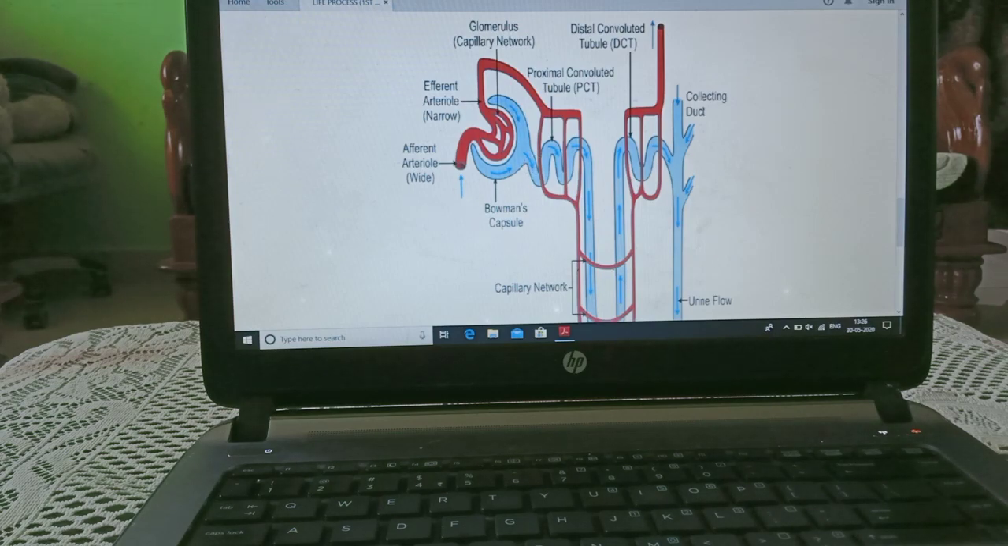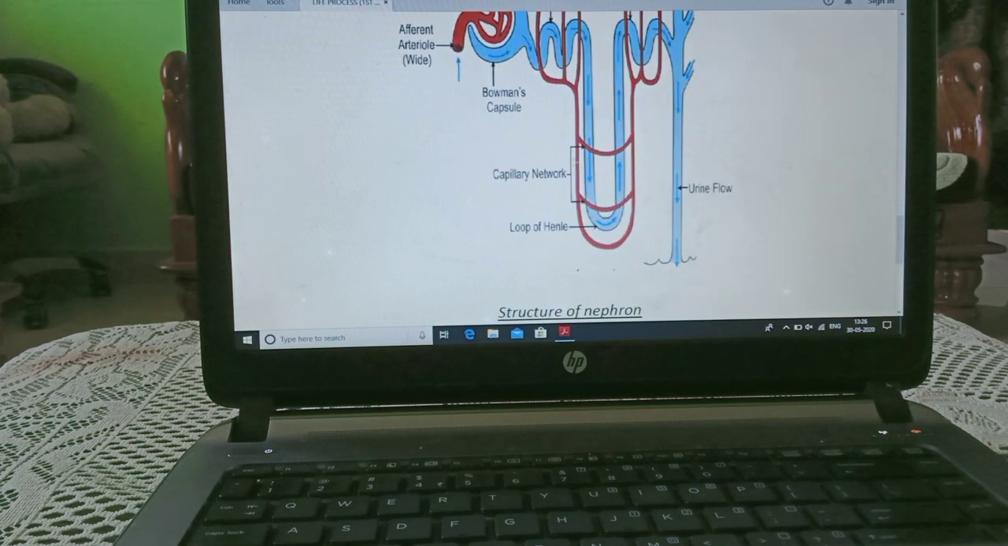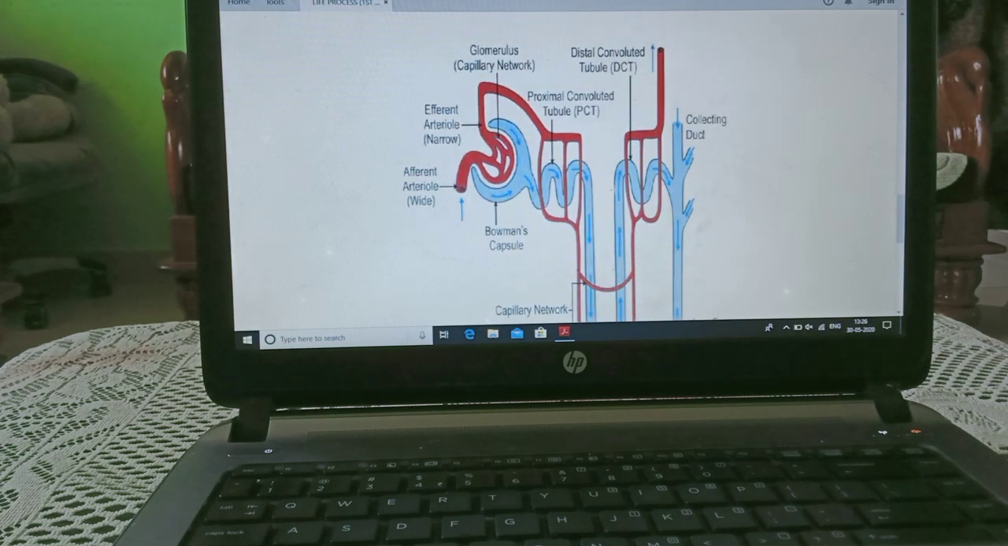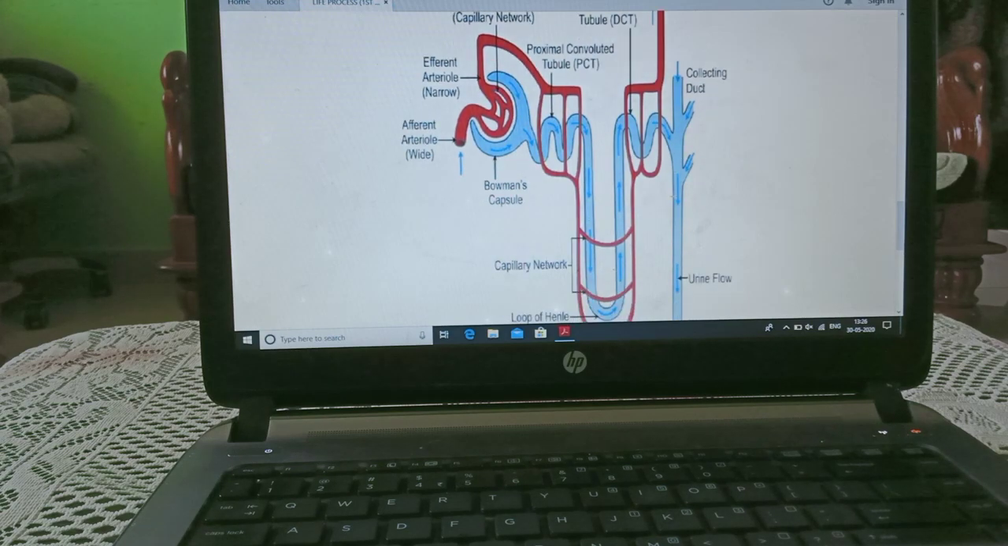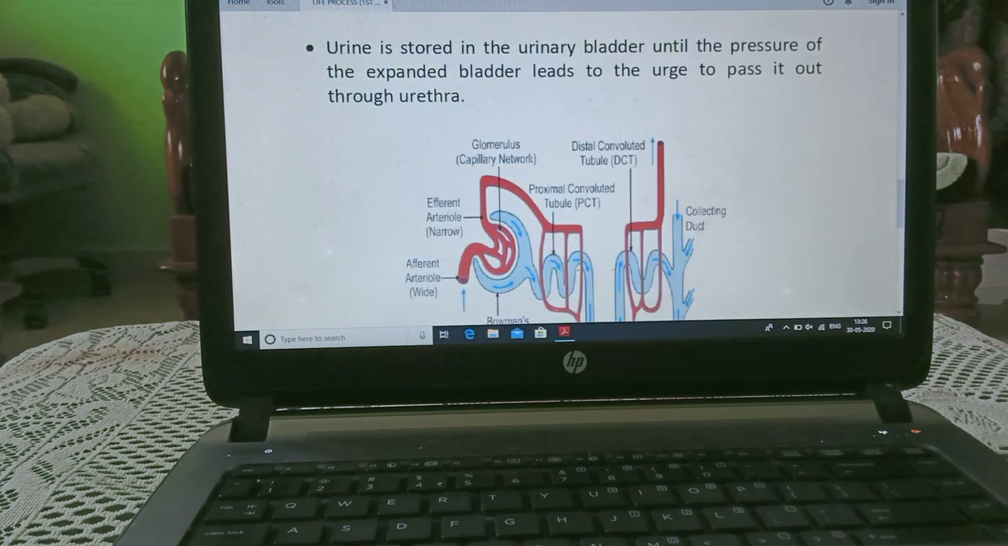This is neck region. After neck, PCT is proximal convoluted tubule. This is loop of Henle, and then this is known as distal convoluted tubule, and finally it opens into collecting duct. Now we will see in what manner excretory products are removed out of the kidney.